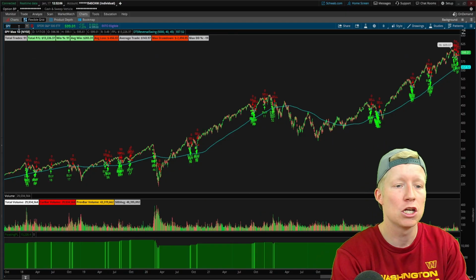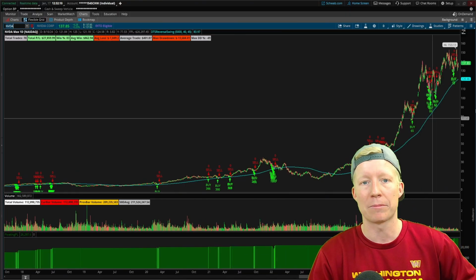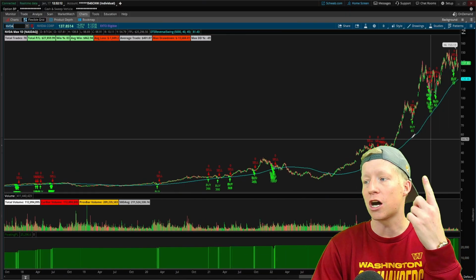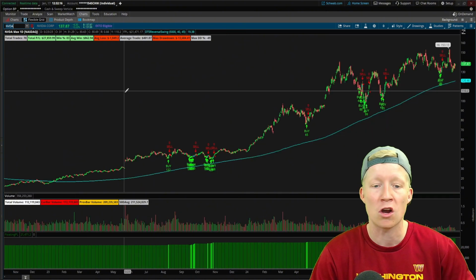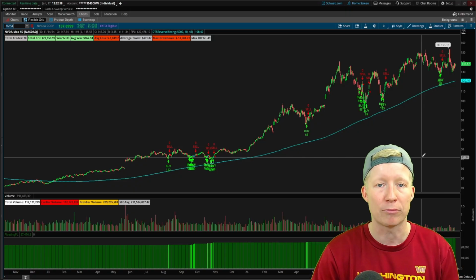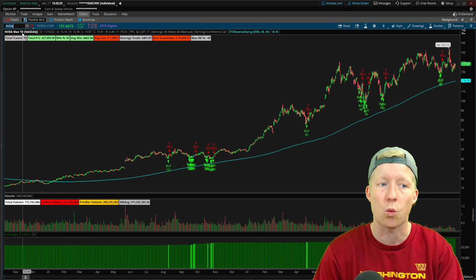Because you can't just look at Nvidia and go, oh wow, this strategy made a lot of money. It must be profitable. First off, Nvidia is obviously a rocket ship. This thing is super duper strong. Any bullish strategy is going to be profitable on this thing. And second off, it's just one name in just one sector.